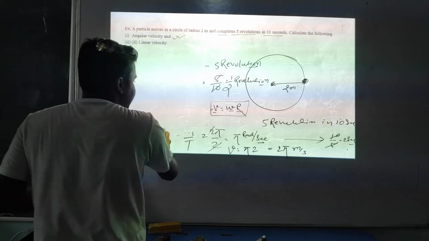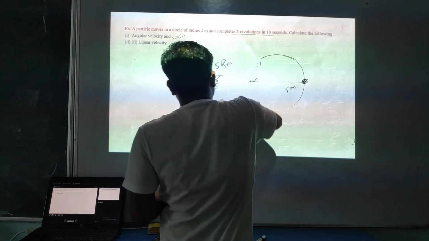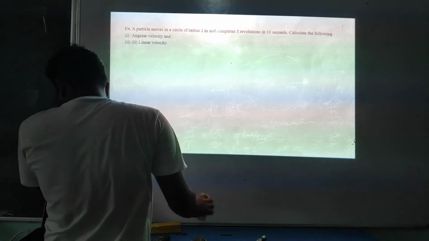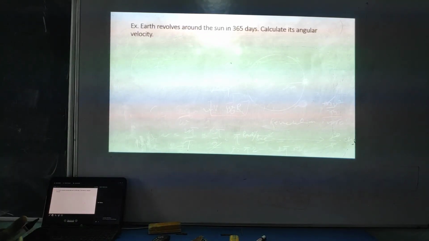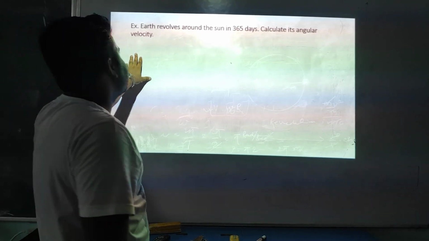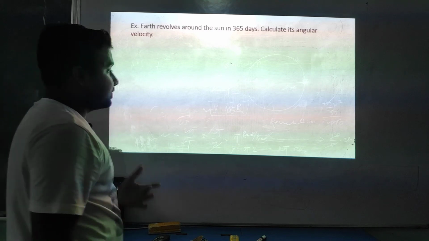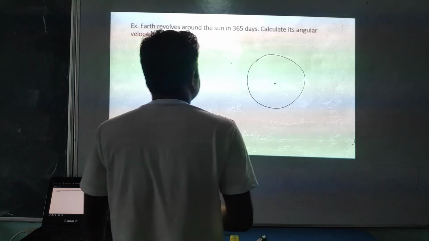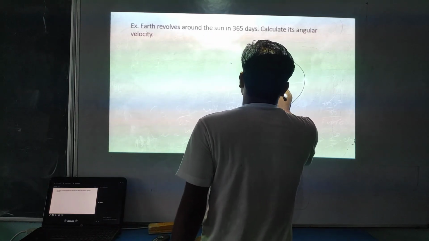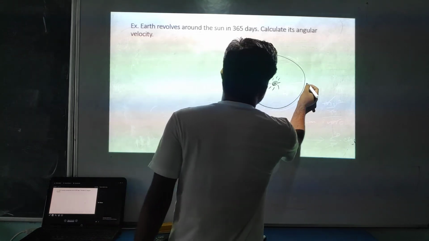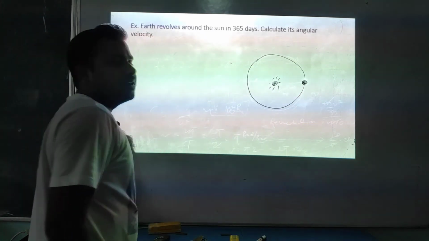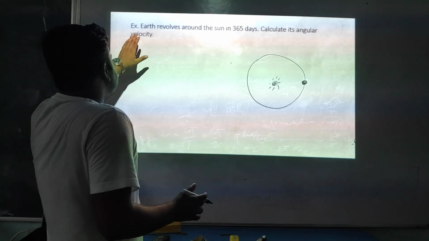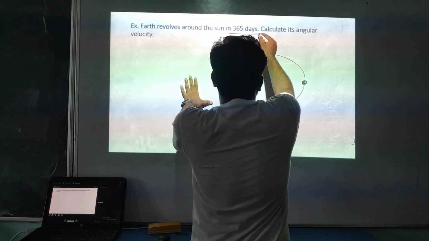Let's come to the next question, student. Now it's very interesting: the earth revolves around the sun in 365 days. We all know, actually it's not an exact figure, but okay, we approximately take this. So look at this. This one is the sun, and here is our earth. Don't worry, in our gravitation chapter I will tell you about these things in detail. But here I am assuming the earth revolves around the sun in 365 days.